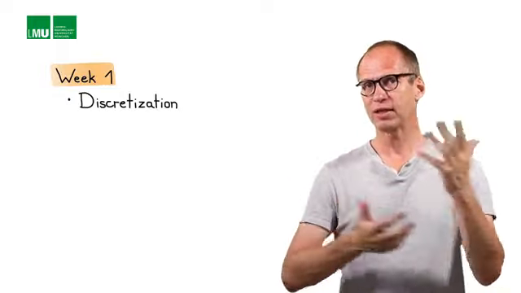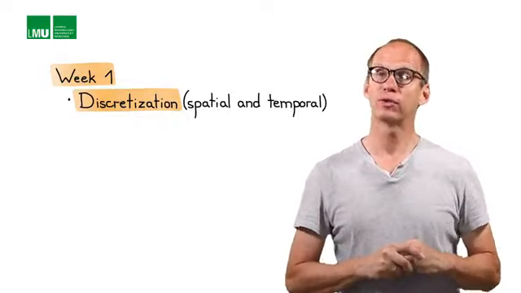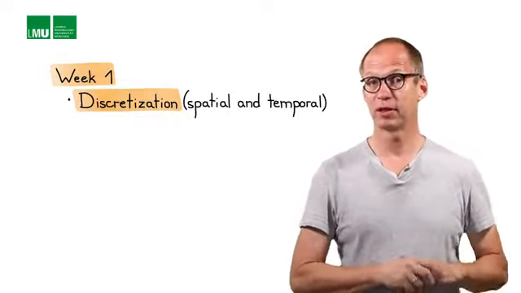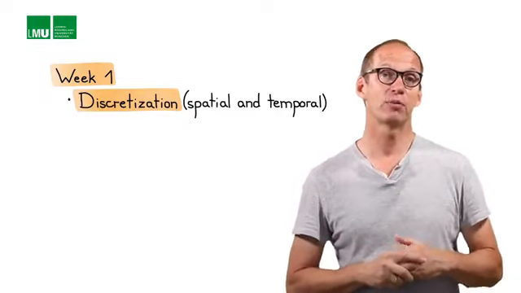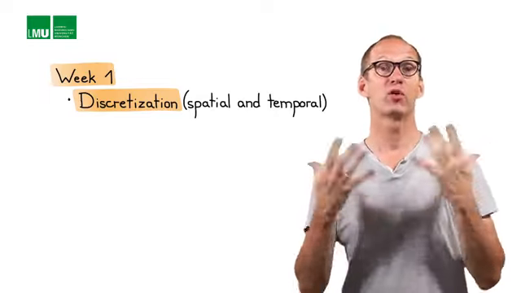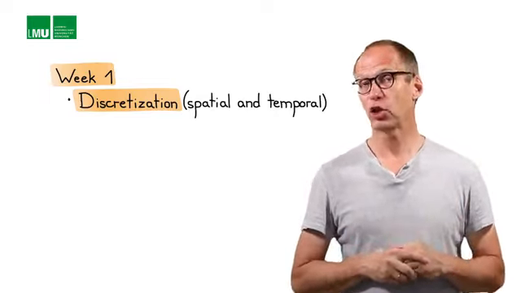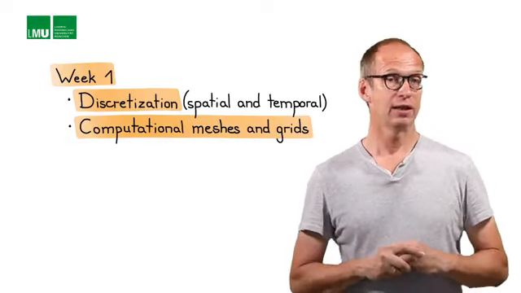So what will be covered in this first week? We first talk about discretization. If we want to simulate something, usually there are spatial scales and temporal scales involved, and we want to understand the concept of wavelengths. And that also implies that we need computational meshes on which to solve our partial differential equations. So we will briefly talk about computational meshes and grids.